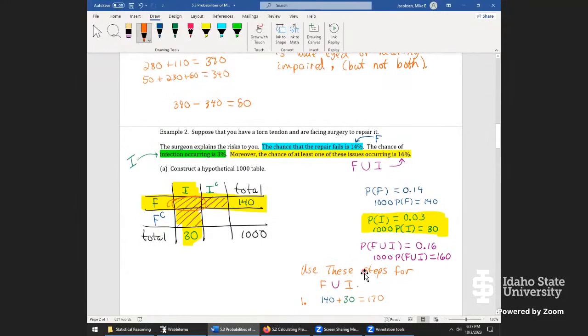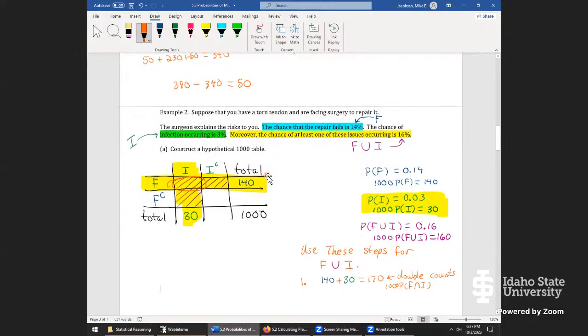So let's say right down here, this 170 double counts probability F intersect I times 1,000. So if it double counted something, just like with what we did above right over here, we can bring back that missing cell that goes right in the middle. So first step we had to take was use the double counting. And now we're ready for our next step.